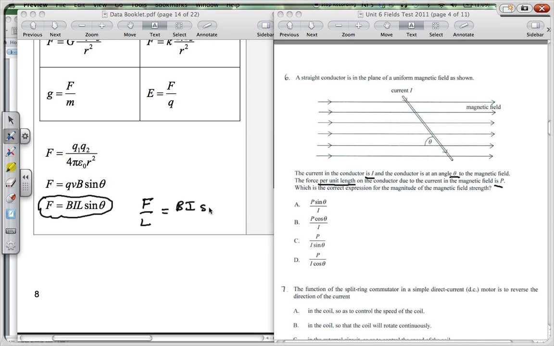I have got F, force per unit length, would equal B I sine of theta, and this force per unit length is given as P. It's given to us, so we have P is equal to the strength of the magnetic field times the current times the sine of theta. So we want B for the magnetic field, so obviously we're going to divide through by that, so it's going to be P over I sine theta, so it will be C. It will be the correct answer.